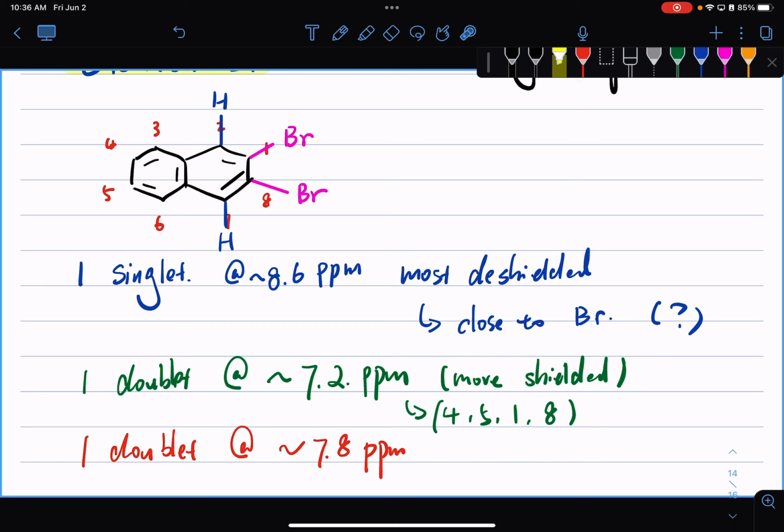And what about the red one? The red one is the internal position. These are more de-shielded because of the ring current. We didn't cover it, but it's in the hint. So these are my internal hydrogens. And 4, 5, we have our green hydrogen.